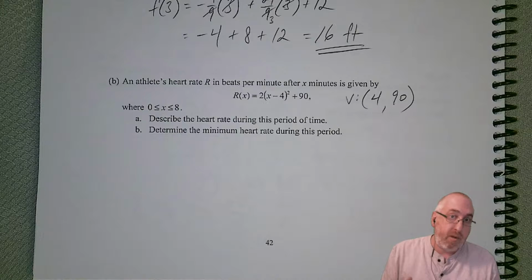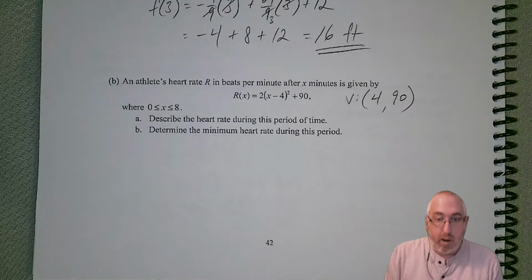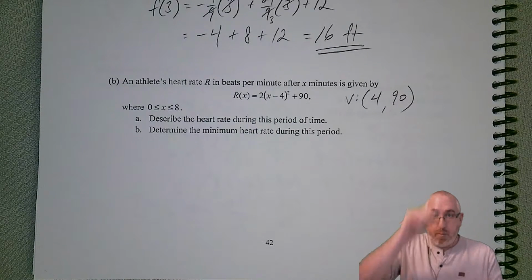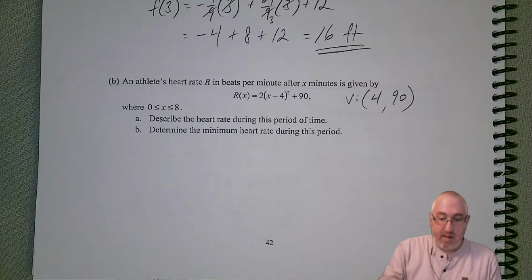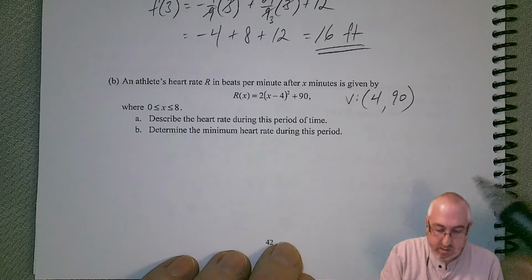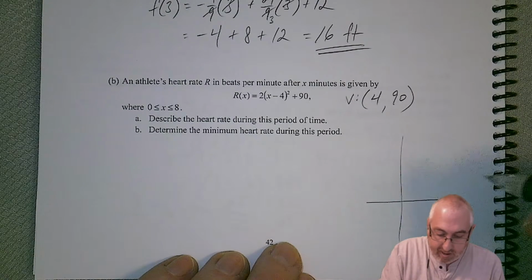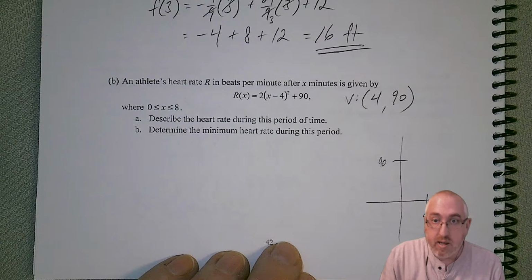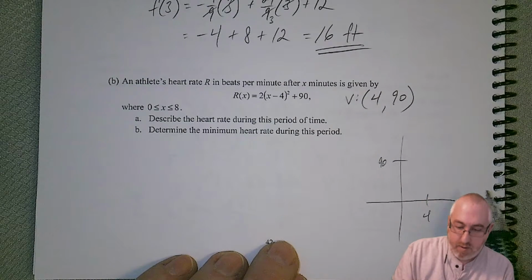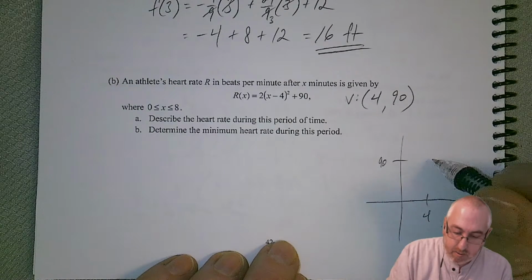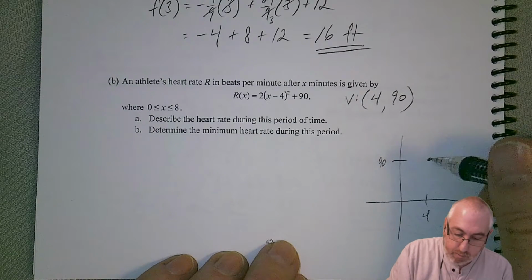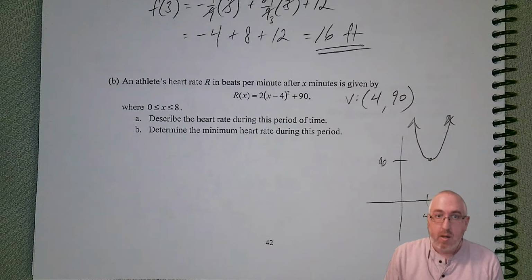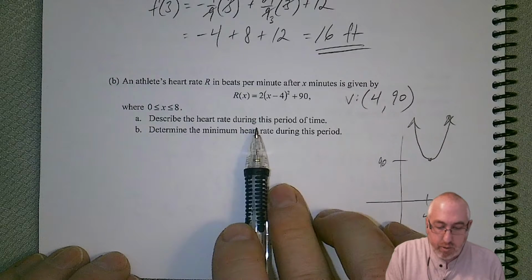Does it open up? Does it open down? Well, because of the value of a, we know that it opens up. So it's a parabola that does this, and its vertex is at (4, 90). If you drew a quick sketch, you go over 4 and up 90, and your parabola would do this. Something like that, right? Now it says, describe the heart rate during this period of time.